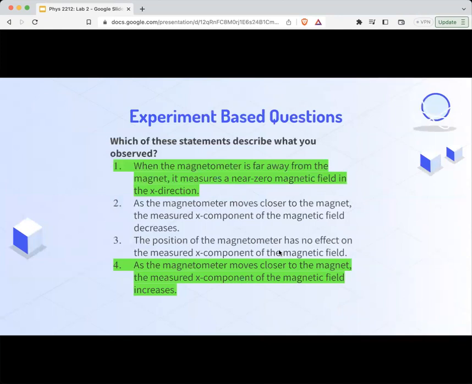In the lab, there was also an experiment-based question in which we were asked which of the statements describe what you observed. In the lab, we find expressions 1 and 4 to be the ones that I observed. Pretty much, if you take a magnet and move it closer to the magnetometer, you'll notice a greater magnetic effect of the magnetic field, while if you move it further away, it will decrease.